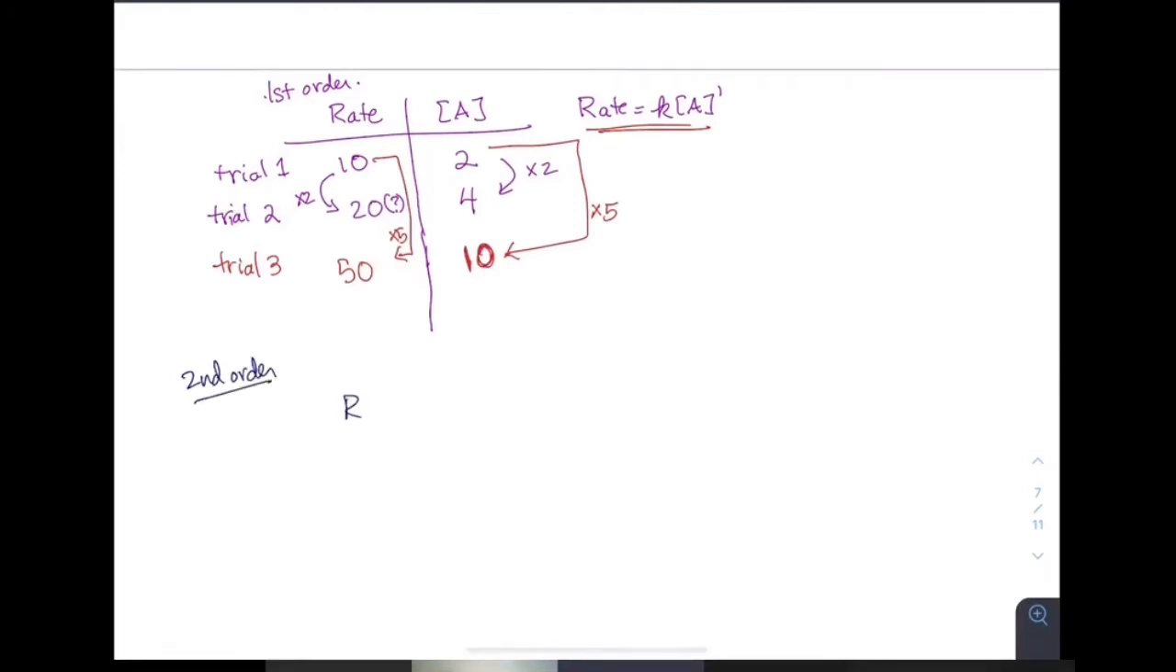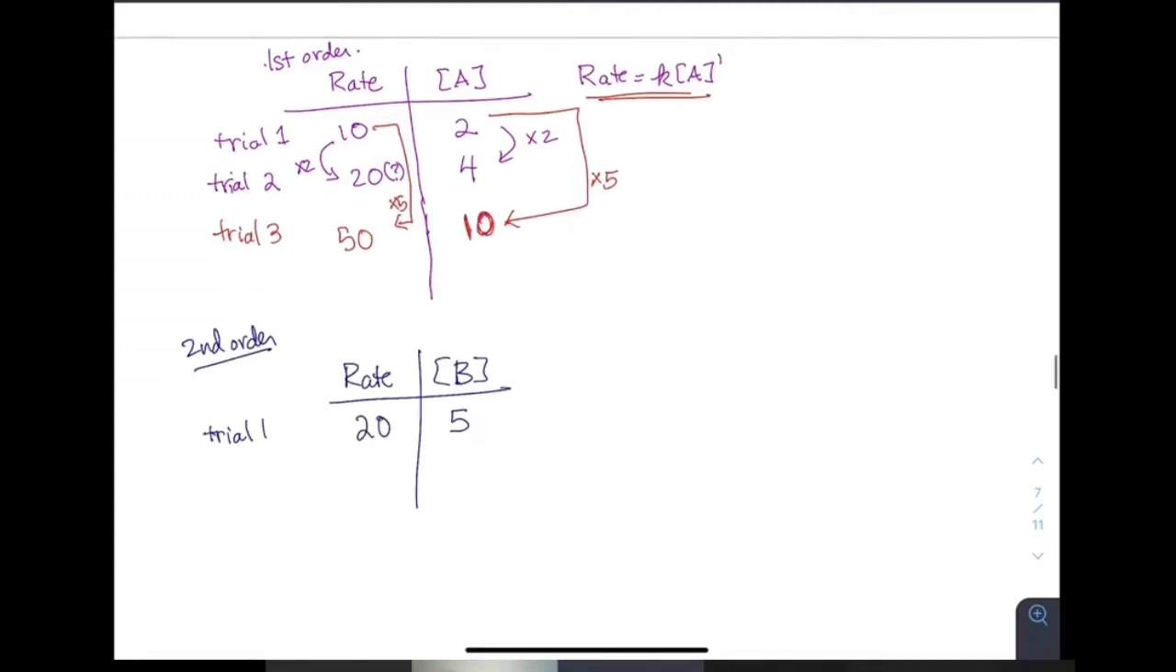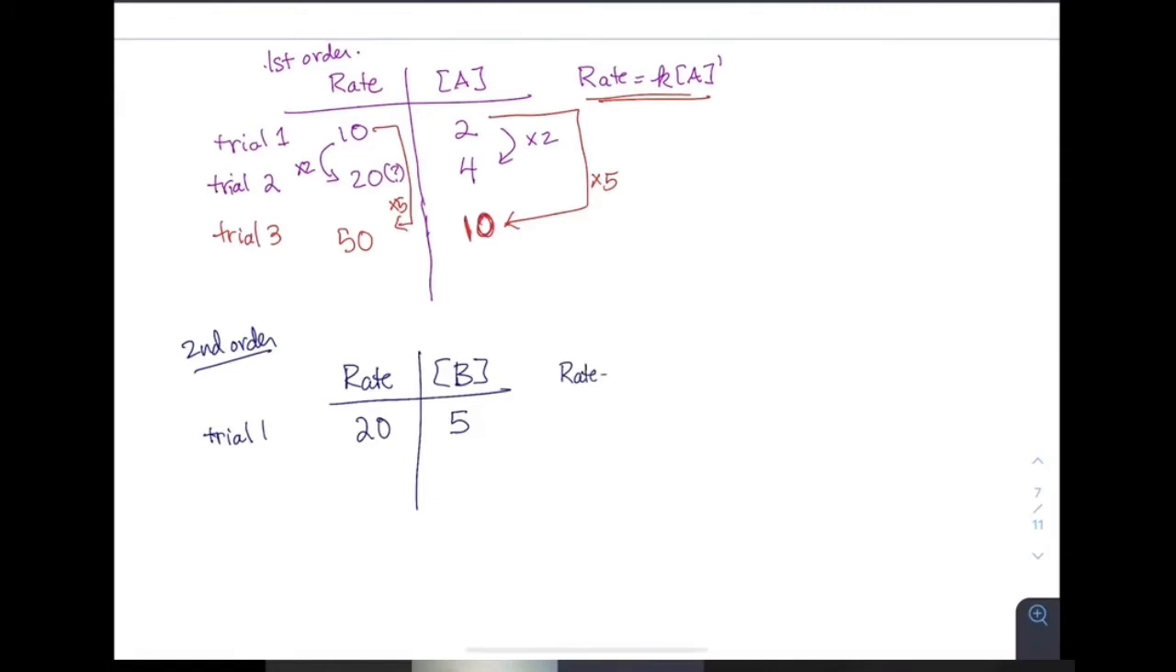All right. I have a new reaction, so let's call it B. And this is trial 1. I run trial 1 with the concentration of B of 5, and I find the rate to be 20. I'm just totally making up numbers. I know that the rate law is rate equals K times B squared. And I could calculate K for trial 1, and it'll be that K no matter what. But let's say I run trial 2, and I change the concentration to 15.